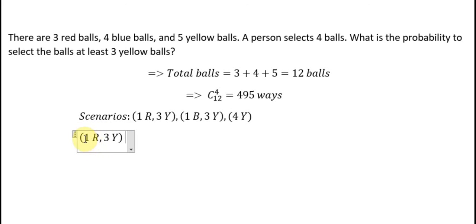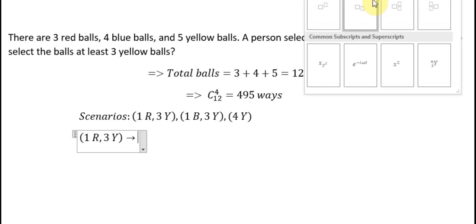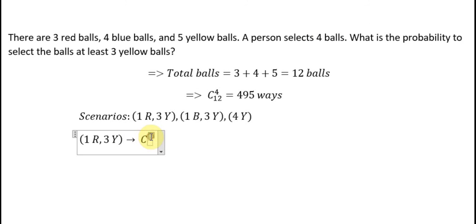Scenario number 1, we have 1 red bond and 3 yellow bonds. And we have C(3,1), multiplied with C(5,3). We multiply together and we get 30 ways to do this.